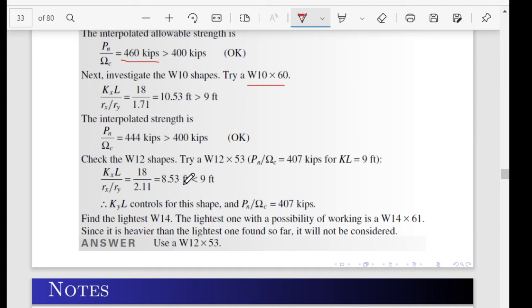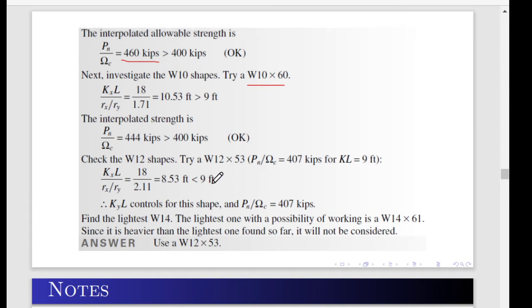So, if you look, 8.53 is less than 9 feet. Meaning, for this weak axis, since it is smaller, this 9 feet will govern in the weak axis. So, automatically, this value for KL of 9 feet is your answer for W12 by 53. So, that is first. Then, since we are done with W12, we go to W14, the lightest W14.